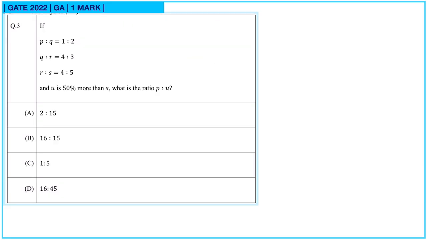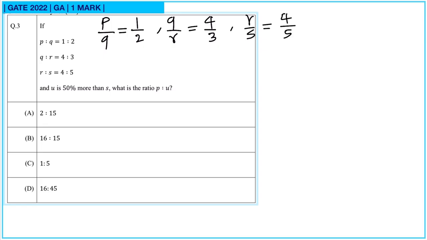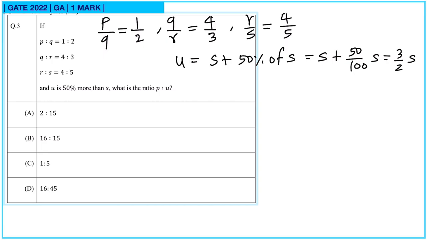Question number 3. If P is to Q is 1 by 2, Q is to R is 4 by 3 and R is to S is 4 by 5. So here it is given P by Q is equal to 1 by 2, Q by R is 4 by 3 and R by S is 4 by 5. If U is 50% more than S, so U is equal to S plus 50% of S. So that is S plus 50 by 100 of S, that is 1 by 2, so that is 3 by 2 of S.